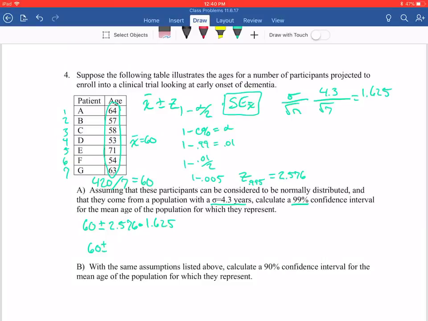We're going to take our 60 plus or minus. When you multiply this out, you're going to get 4.186. When you add or subtract that to 60, you're going to get your confidence interval of 55.814, comma, 64.186.